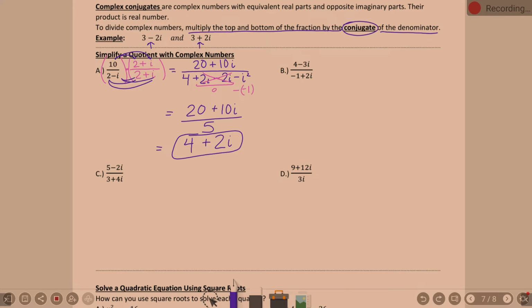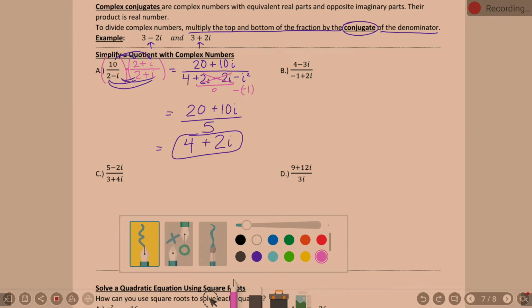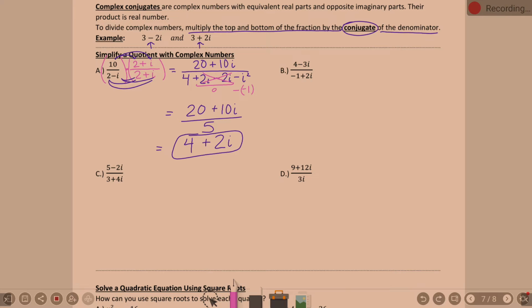Okay, B. 4 minus 3i over negative 1 plus 2i. Realize, right now they're subtracting on the top, adding on the bottom. There's no cleanup I can do right now. I can't do any canceling or reducing when I have terms being added or subtracted. But we know we can't have that i in the denominator. What do I do to get rid of the i in the denominator?